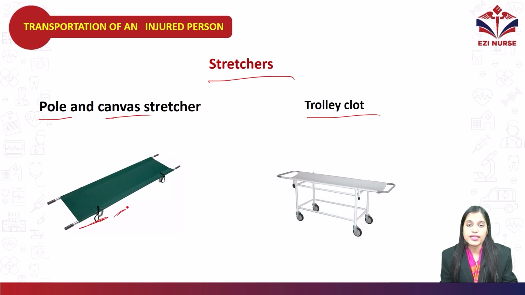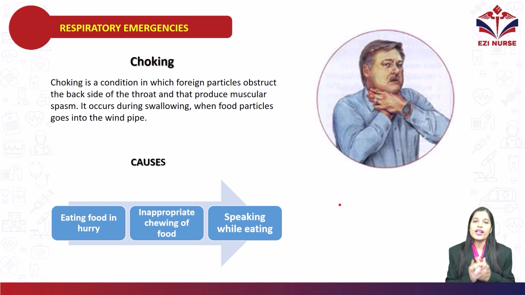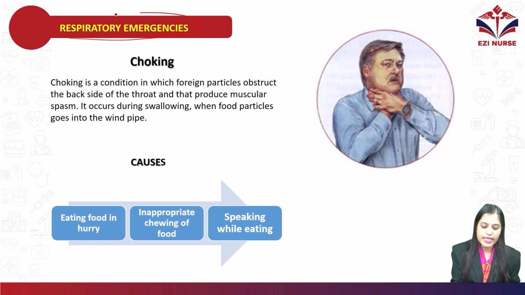Suppose in a road traffic accident, they are transferring the patient from the road to the ambulance. So they are using the cord and canvas stretcher, and in the hospital they are using the trolley cot. Okay, so I hope you all understand about the transportation of the injured person. So let's move on to the next topic, that is respiratory emergency.